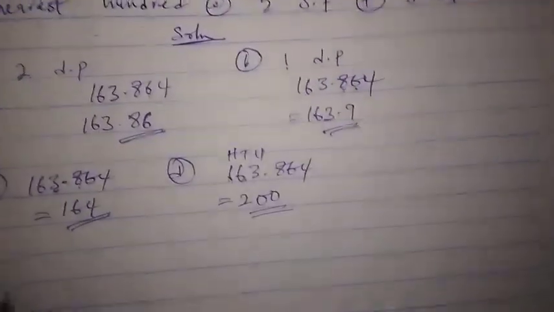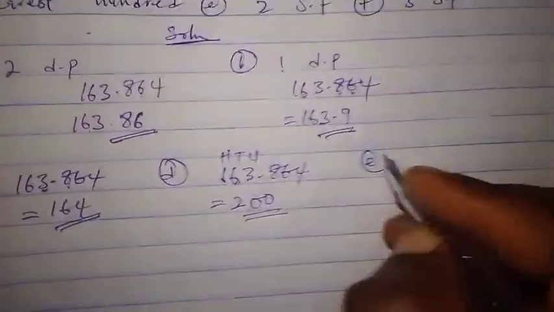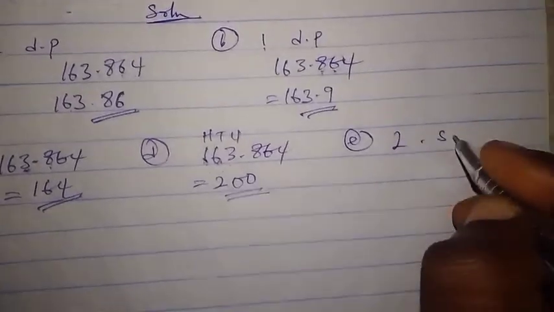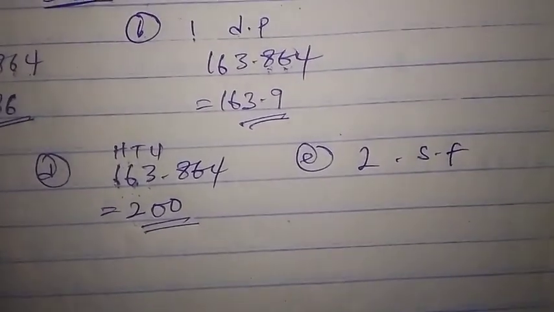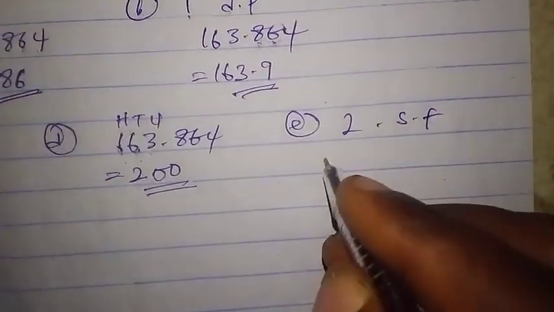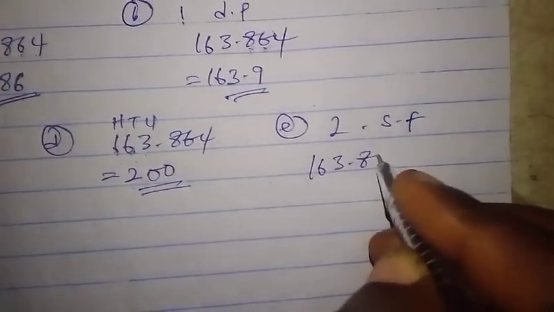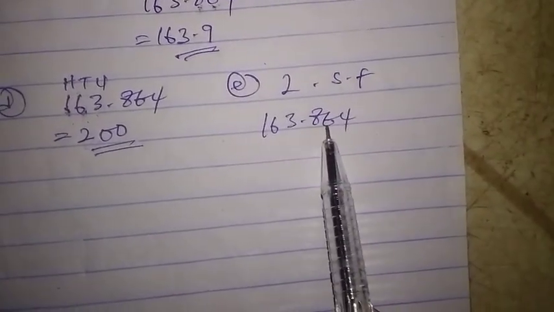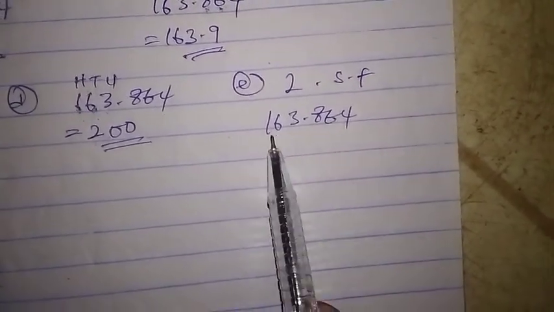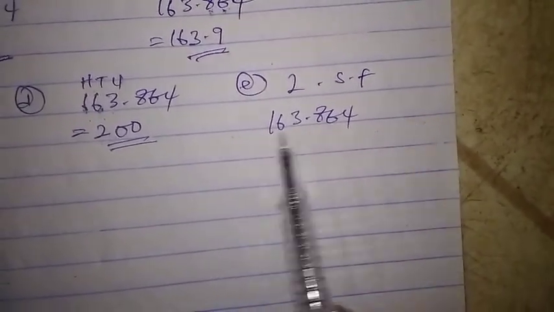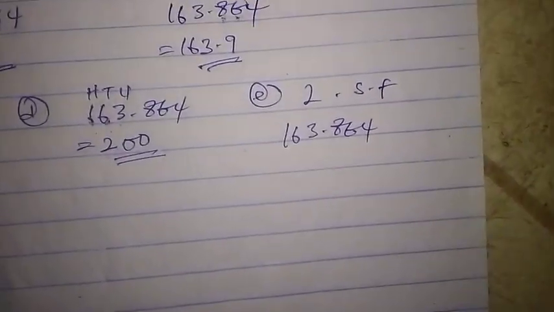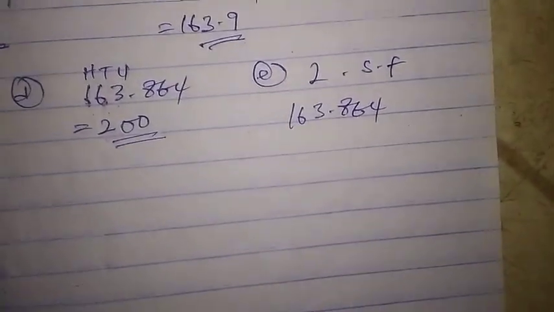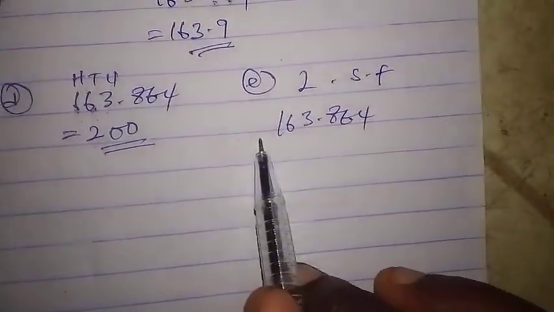Then the E part, they said two significant figures. Remember SF means significant figure, so to two significant figures. So we have 163.864. Now, unlike the decimal places where we start counting after the decimal, for significant figures we start from the very beginning. We don't consider whether it is a decimal or not. Please take note of that. We start counting from the beginning.